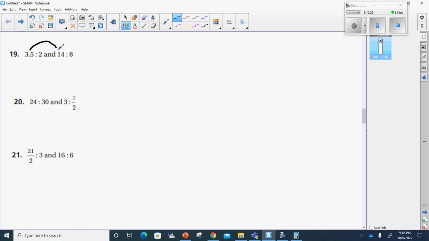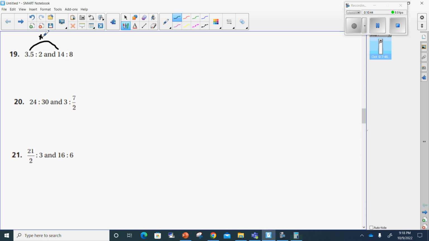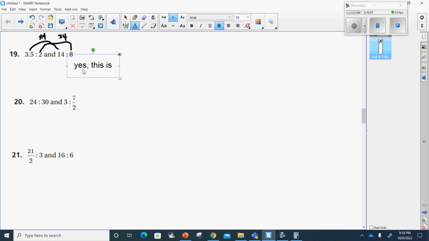We got 3.5 and 14. Well, if I take 14 and divide it by 3.5, I get 4. So I multiply this by 4. So now I have to say, when I take 2, if I multiply it by 4, will I get 8? Actually, I do. So yes, this is proportional. All right, number 20 is here. But that's yours to do.